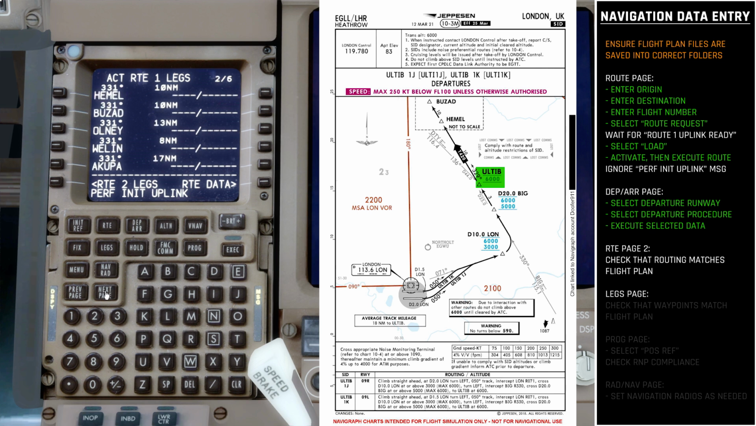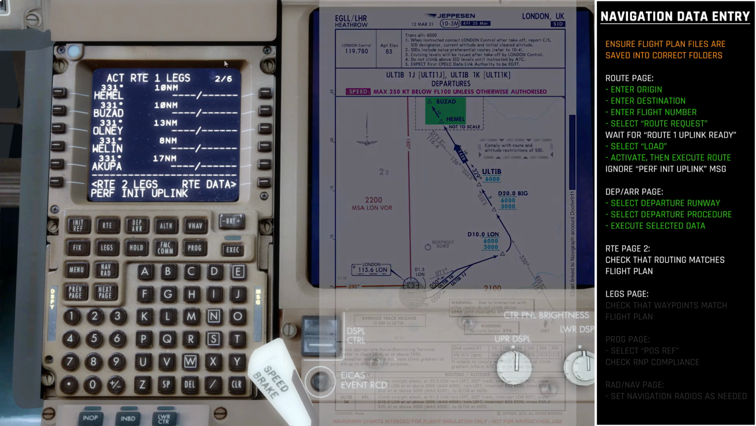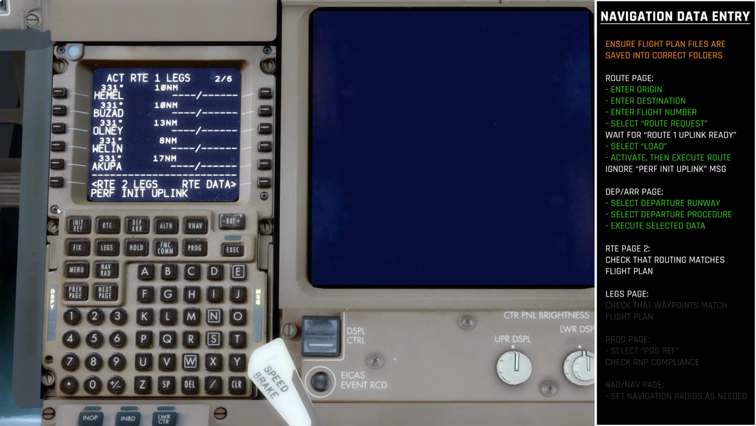If you click on the next page there, you can see that Hemel and then Bazad is our next couple of waypoints along the procedure there. So once we pass the ULTIB waypoint, we can expect a climb clearance from air traffic control. Okay, and once the departure procedure has been checked, as I said, if you want to go through every other leg and every other waypoint and cross-check those against the flight plan, you're certainly welcome to do so there.